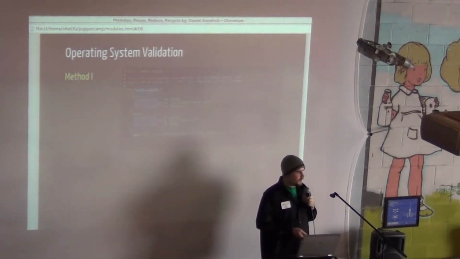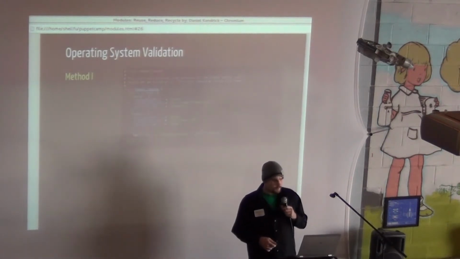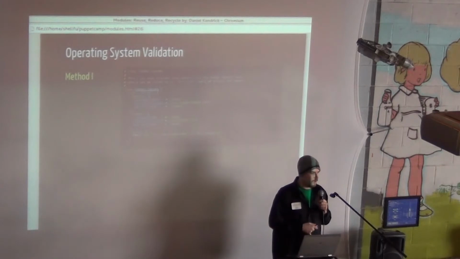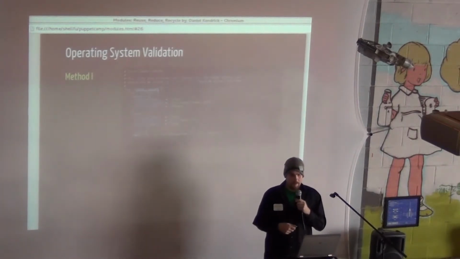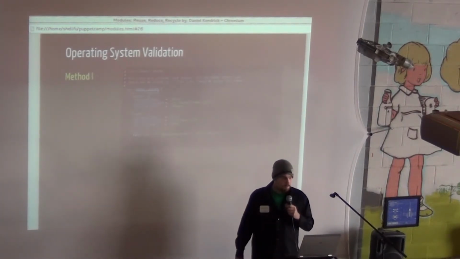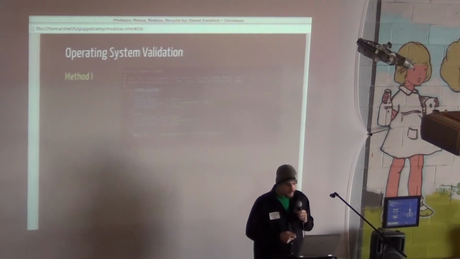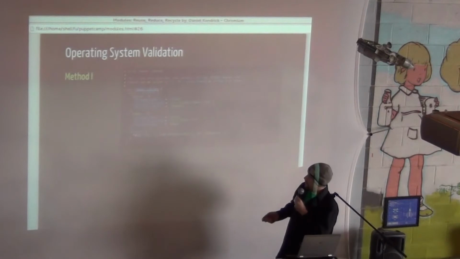So next, if you're supporting different operating systems, you need to validate against those operating systems. You don't want your module that's intended for Red Hat to be running on Debian, or Oracle Linux for that matter, even though it's a Red Hat variant. So you need to let the module consumer know.